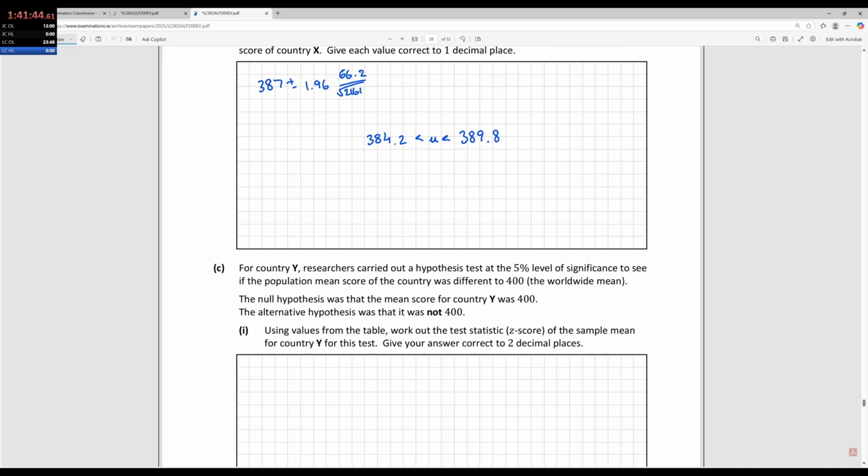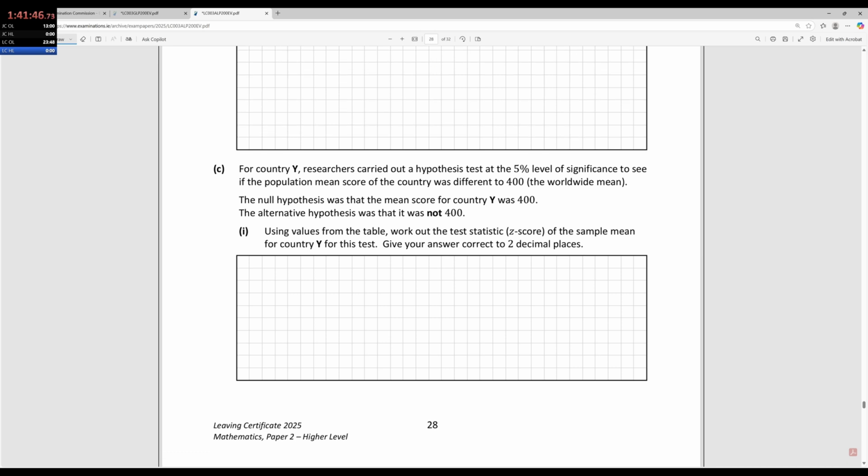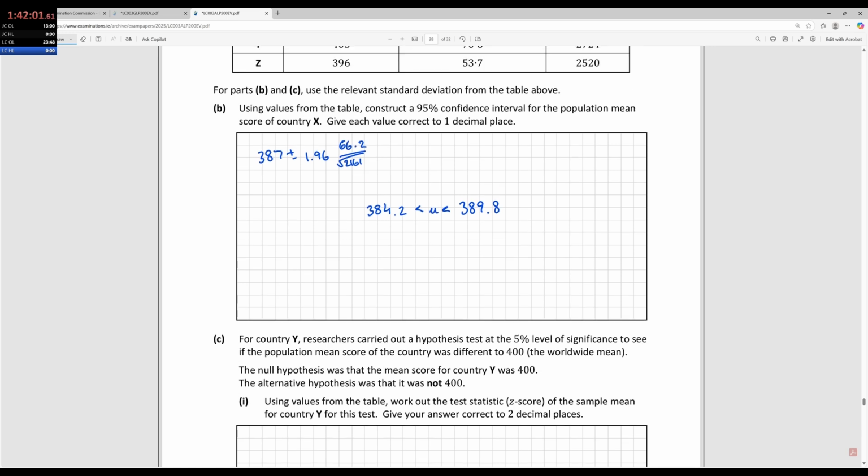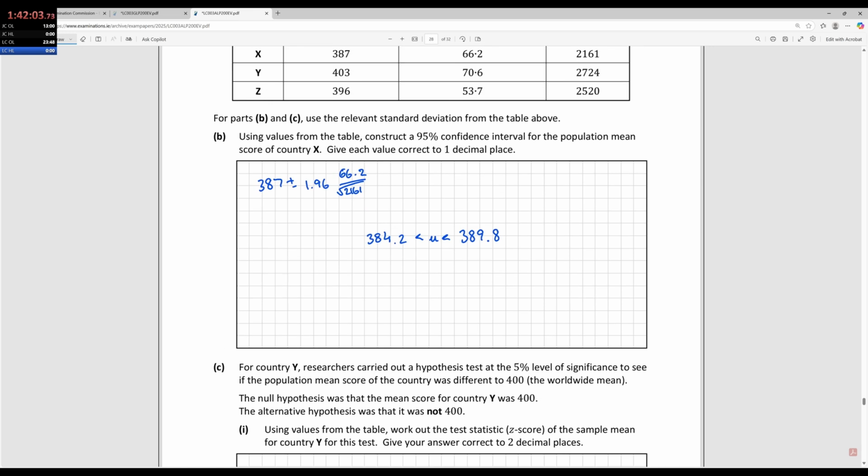They carried out a hypothesis test at 5% to see if the population mean score of the country was different to 400. The null hypothesis was that the mean score of the country was 400. The alternative was that it was not. Using values in the table, work out the test statistic of the sample mean.